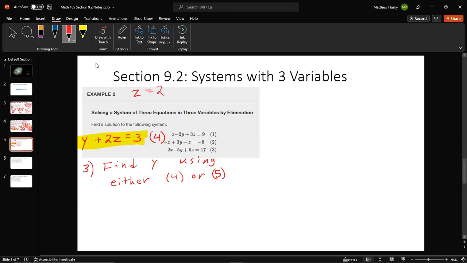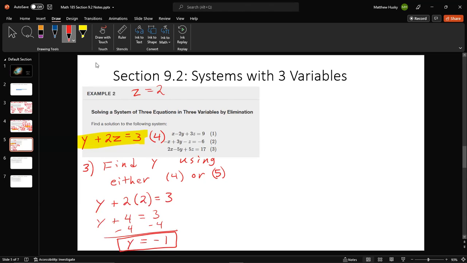So for this, I'm going to choose equation 4, and I have a value for z, which is 2. So what I will do is I will say y plus 2 times 2 should all equal 3. 2 times 2 is the number 4, so y plus 4 equals 3. Subtract 4, and you get y is equal to -1. So now I have 2 of the 3 variables solved.